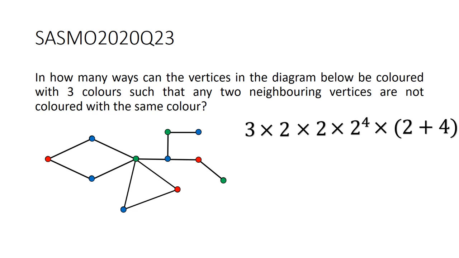Altogether, if we multiply this out, we would get 1,152 possible ways that this diagram could have been colored.